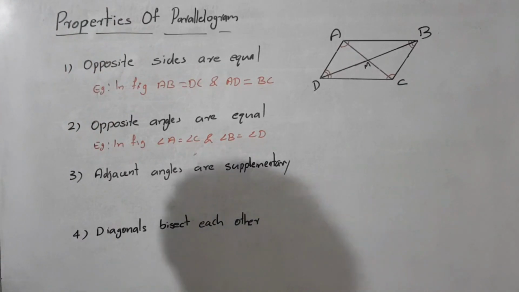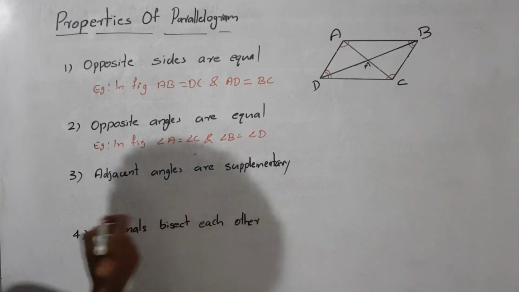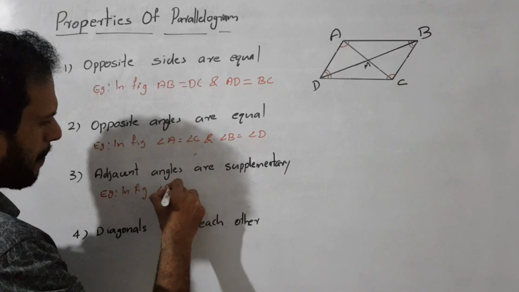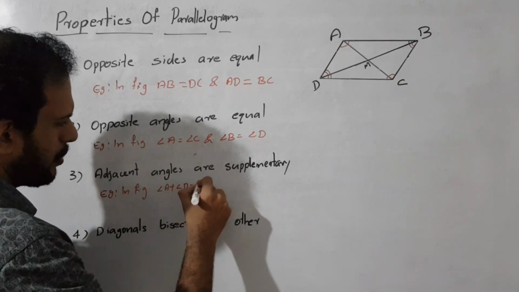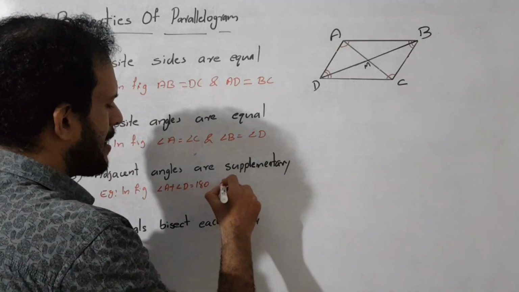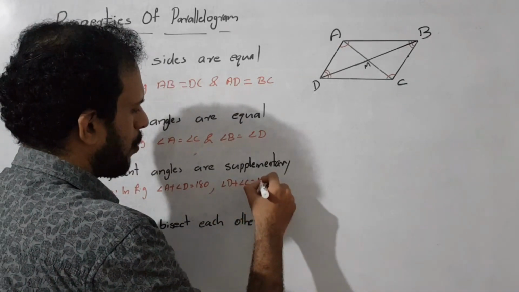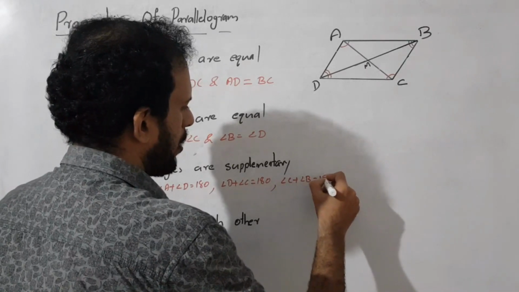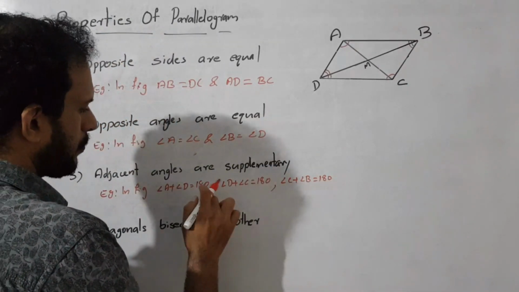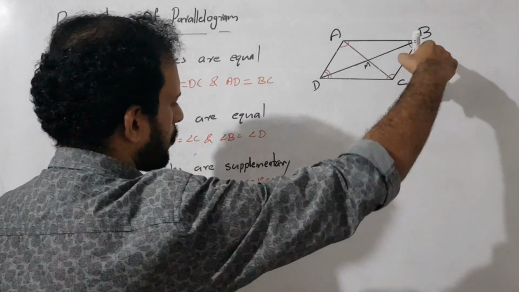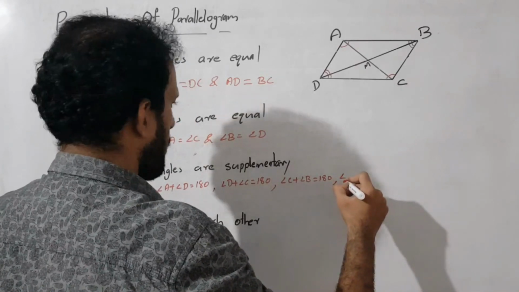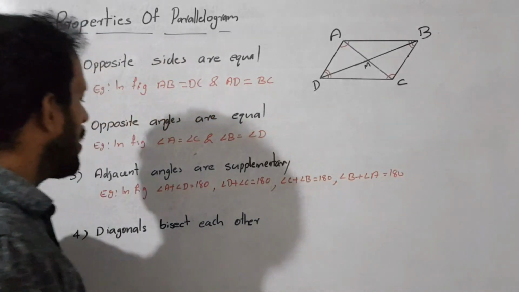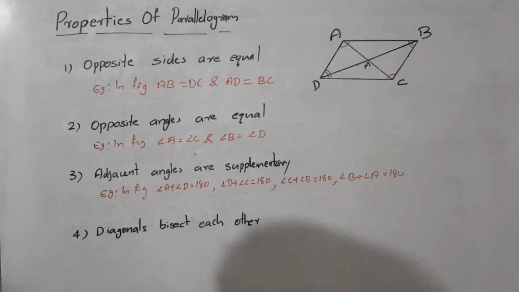Okay. Then what is the property? Adjacent angles are supplementary. That means we are writing some examples. In the figure, adjacent angle A plus angle D is equal to 180, angle D plus angle C is equal to 180, then angle C plus angle B is equal to 180, then angle B plus angle A is equal to 180, correct? Then what do we get? All adjacent angles sum to 180 degrees.